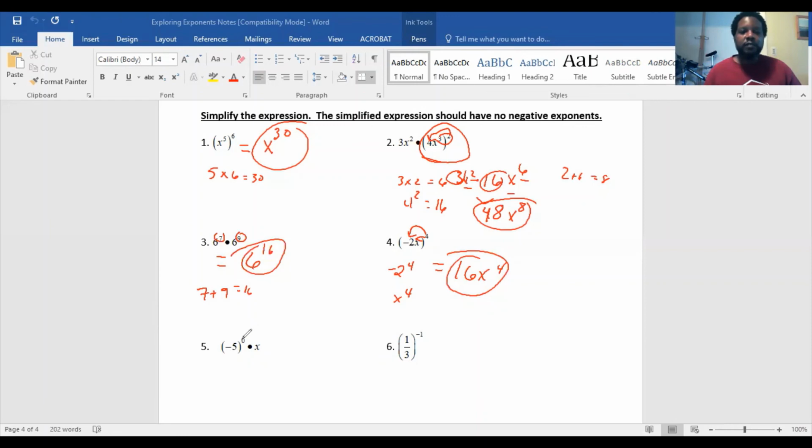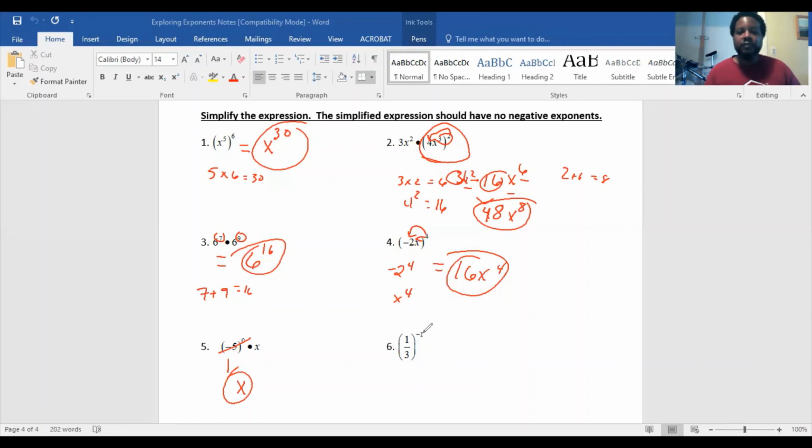Our 0 power rule for number 5 tells us that this is just equal to 1, right? And then we have x, so our answer is just x, because 1 times x is just x.